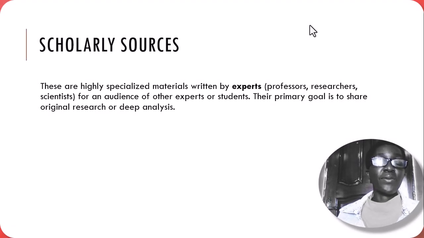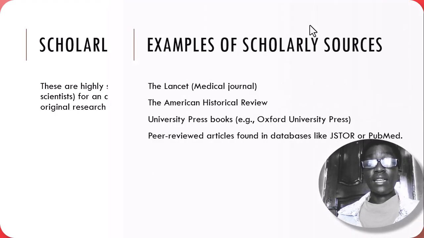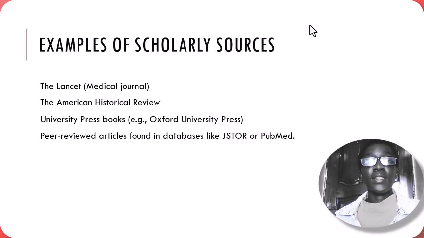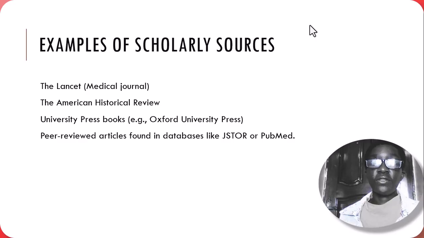So let's look at the other one. It's scholarly resources. These are highly specialized materials written by experts. Could be professors, there could be researchers, there could be scientists, for an audience of other experts or students. The primary goal is to share original research or deep analysis. So the examples of scholarly sources are The Lancet, which is a medical journal. We have the American Historical Review. We have the University Press books, for example, Oxford University Press.